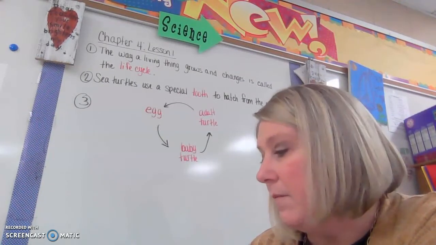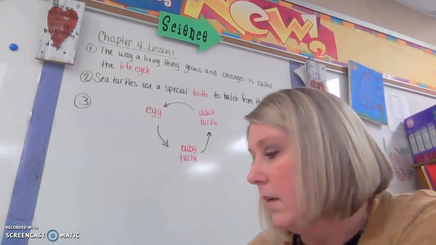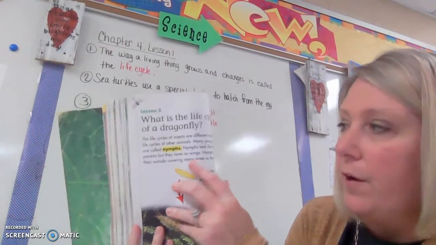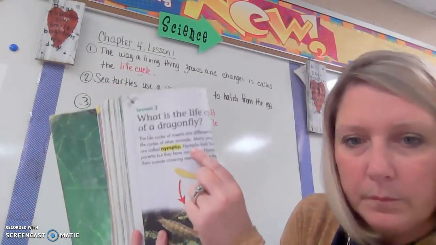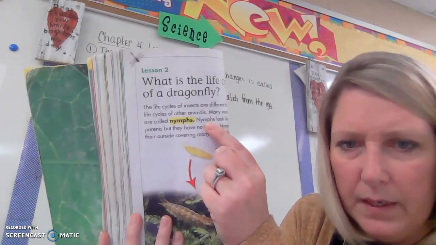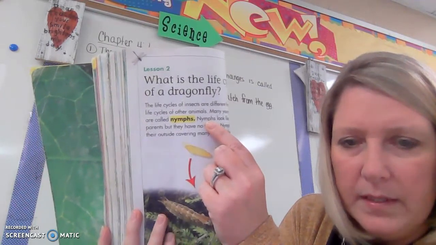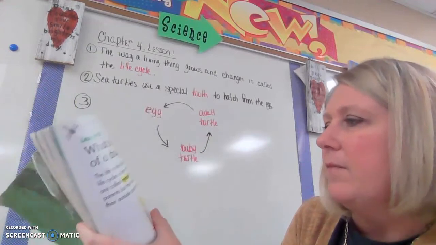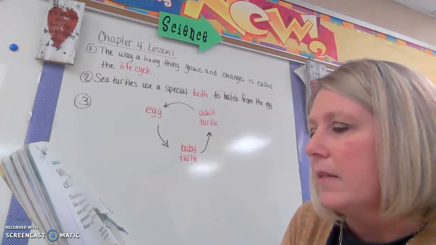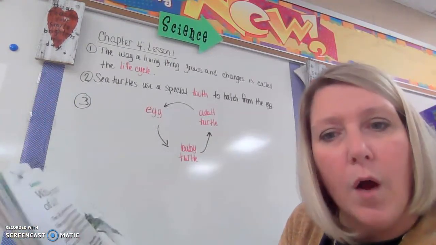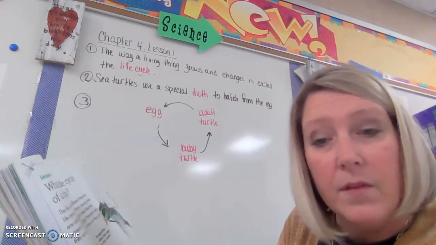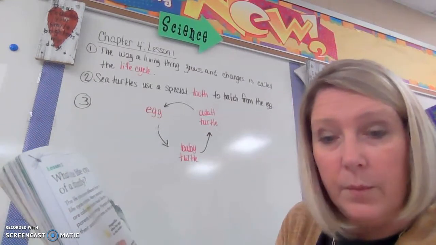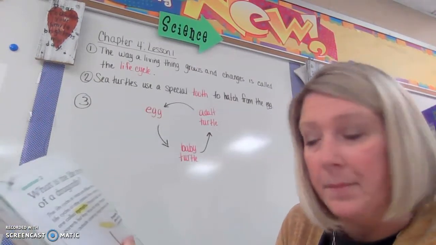And remember, nymphs, if you go back up to the third line, I'm right here, behind the yellow word, nymphs. I'm going to read that sentence, and I want you to follow along with me as I read it. Nymphs look like their parents, but they have no wings. They don't have their wings yet. That's the only thing different about them. They look like their parents, they just don't have any wings.